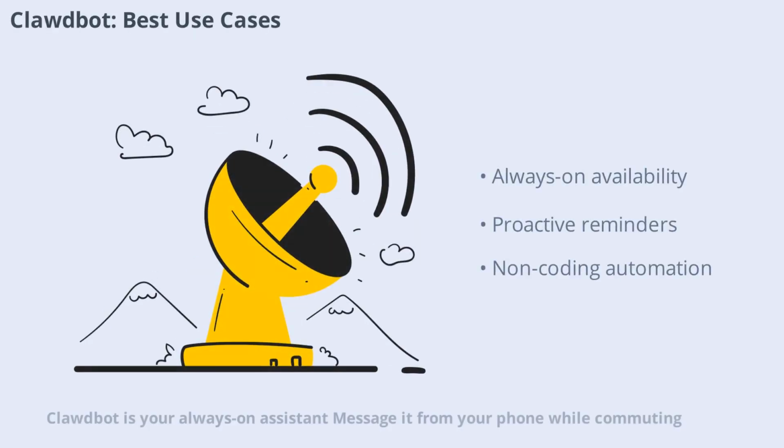Clawdbot is your always-on assistant. Message it from your phone while commuting, or get reminders at any hour. It's perfect for proactive tasks like morning briefings, deadline reminders, and price alerts. Clawdbot excels at long-running workflows, such as monitoring projects, following up on emails, and managing tasks over days or weeks. It also handles non-coding automation, from calendar management to home automation and travel booking.